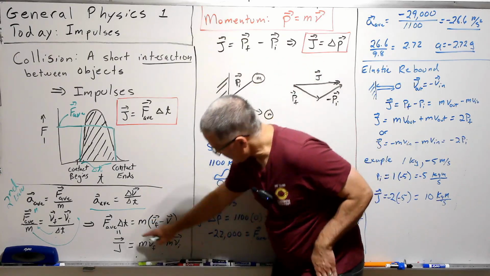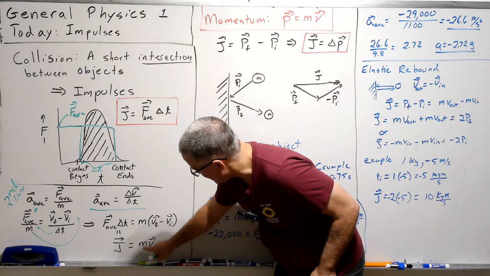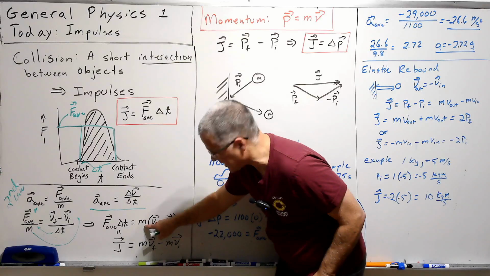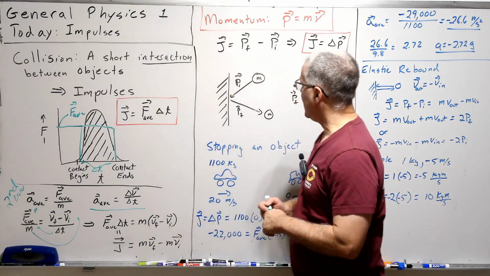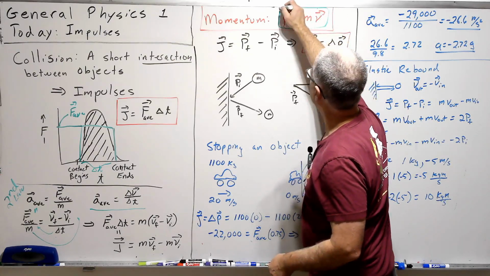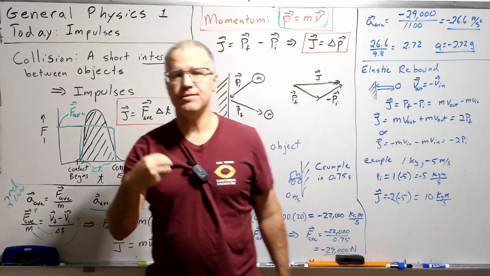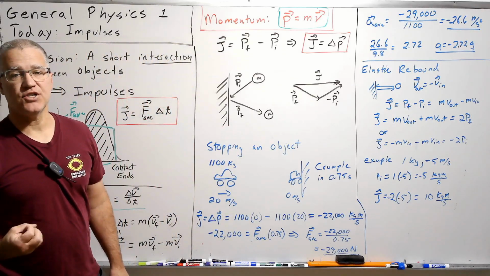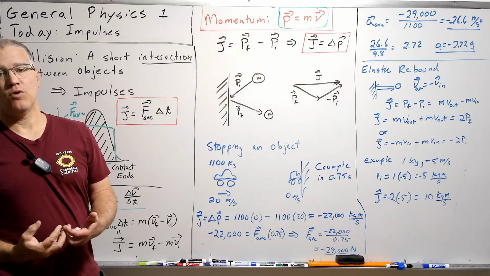And so we're going to say this is J, but this is also, I'm going to distribute the M through, because the mass is the same. And I'm going to now define this quantity, M times V. And that's the definition of this property called momentum.